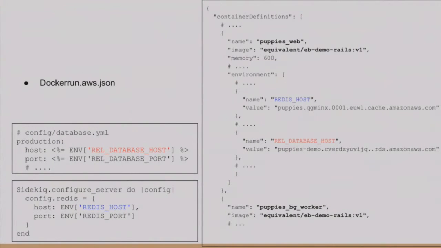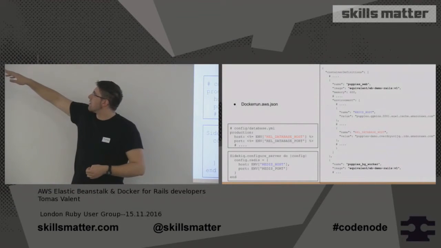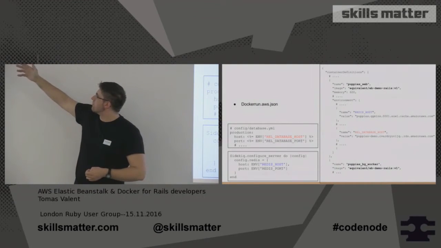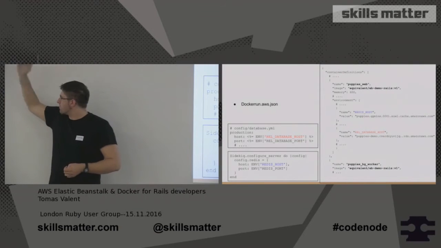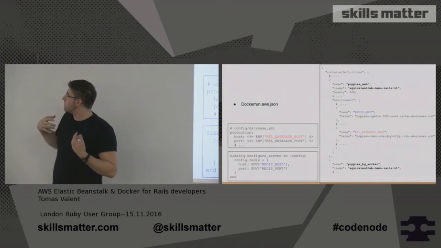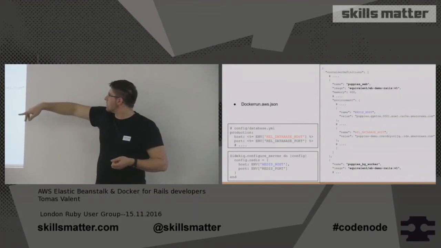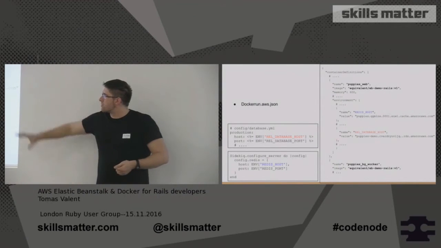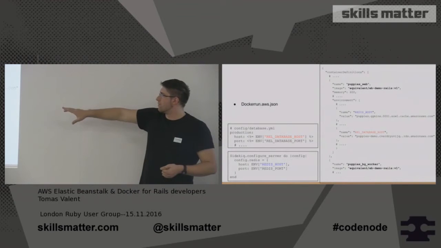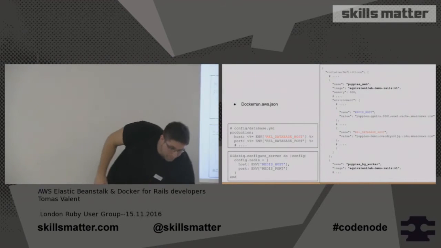So it's similar to Docker Compose YAML, but it's a JSON. But you can see the similarities. We are still referencing the container name, the image name we want to build the container from. We are setting up environment variables, Redis host, relational database host. In our case, we are now referencing not the IP address of a VM, but actual endpoint. For example, Elastic Cache for Redis host, RDS for relational database host. And nothing has changed from database YAML and also for the Sidekiq configuration. We are still using the environment variables as if we were using Docker Compose.